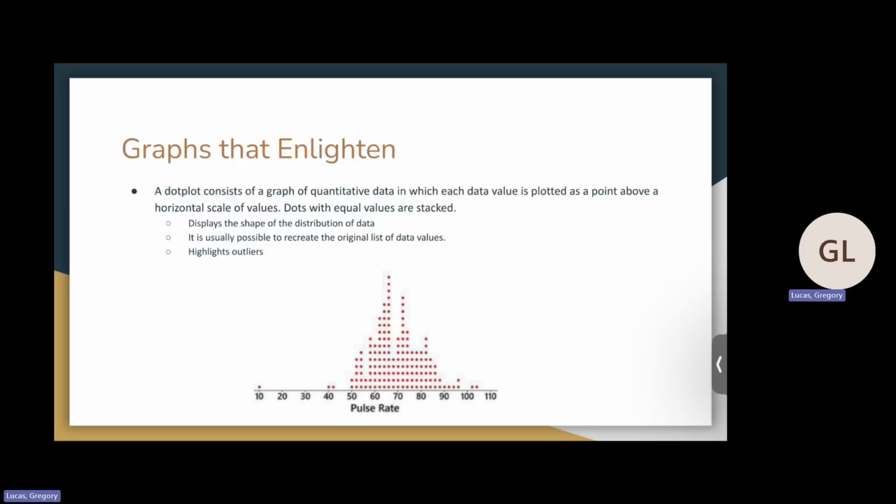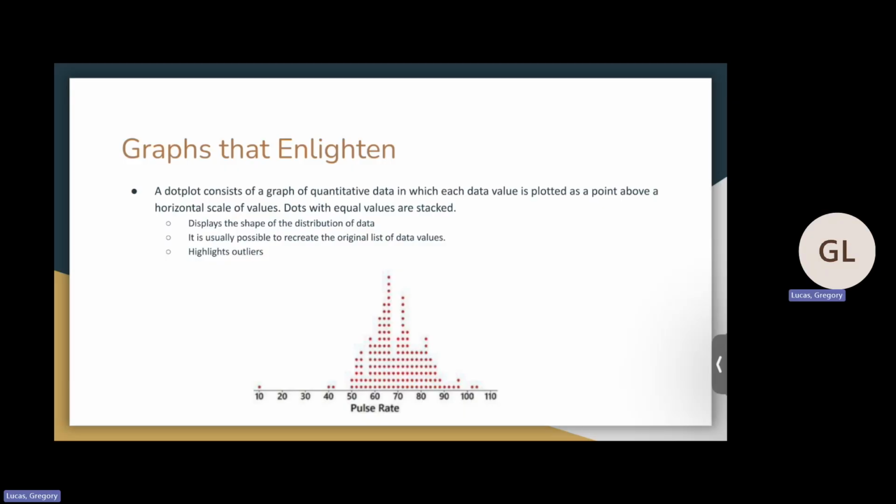So a graph that we'll use is called a dot plot. Dot plots consist of a graph of quantitative data, in which each data value is plotted as a point above a horizontal scale of values. Dots with equal values are stacked on top of each other. So it displays the shape of the distribution of the data. It's usually possible to recreate the original list of data values, and it highlights the outliers.